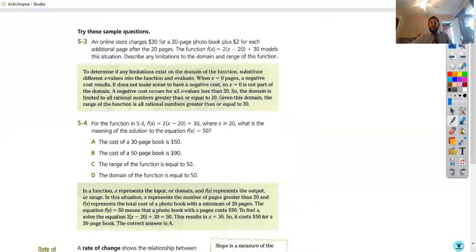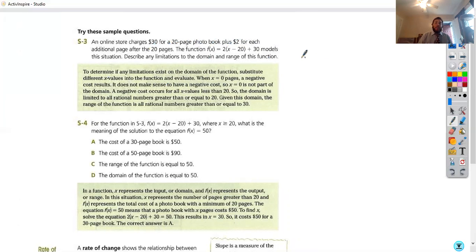So now I'll take a look at the sample question here. It says an online store charges $30 for a 20-page photo book plus $2 for each additional page after 20 pages. The function f of x equals 2(x minus 20) plus 30 models this situation. Describe any limitations to the domain and range of this function.